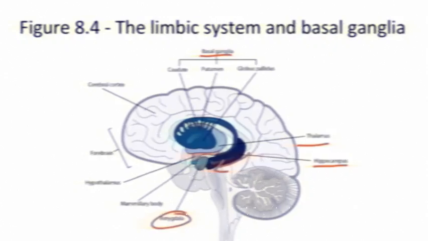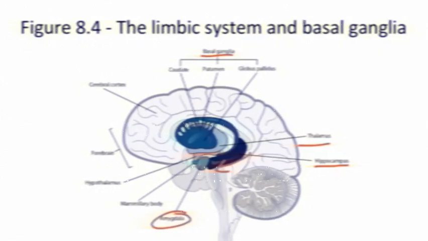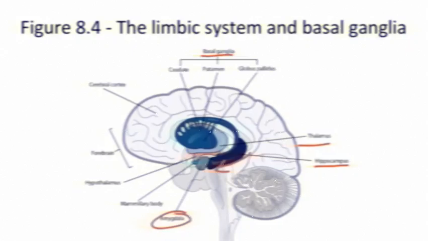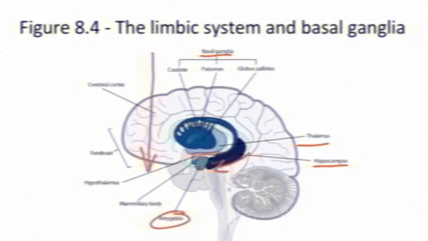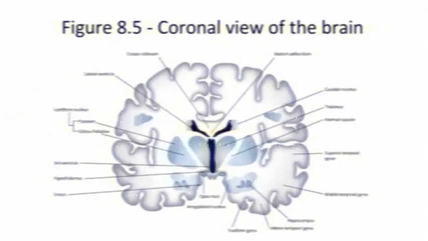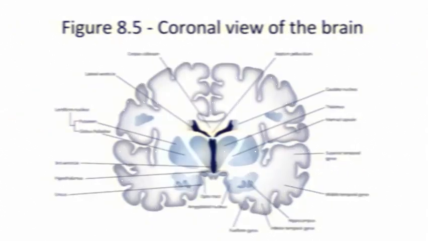Okay, now let's look at a coronal view of the brain and identify some of the important structures we've been talking about from a different angle. Recall that a coronal view is achieved by cutting the brain like this and looking at the brain from this angle. This is figure 8.5, which shows a coronal view of the brain.